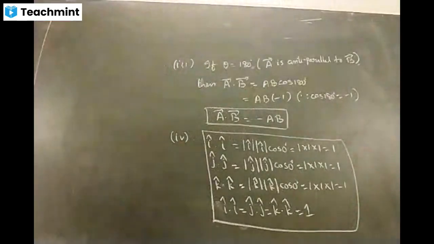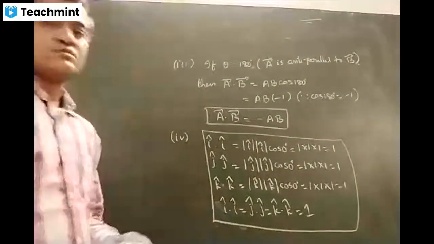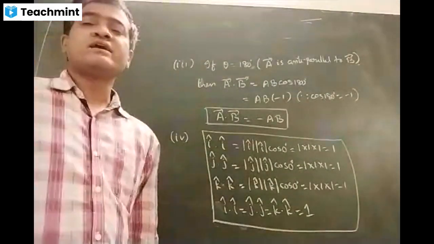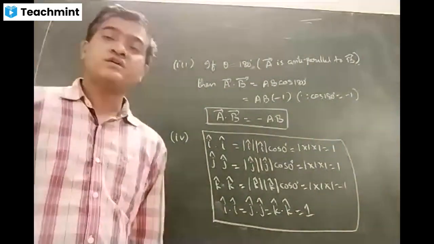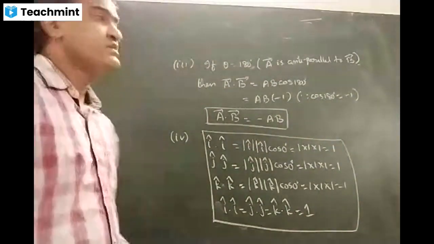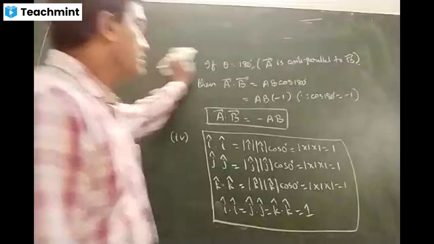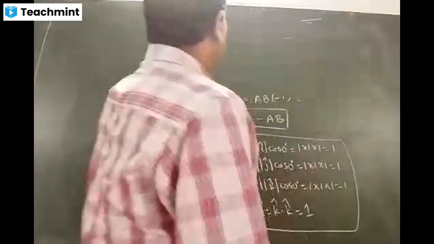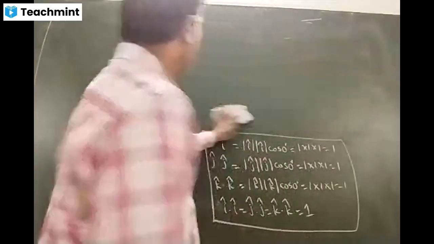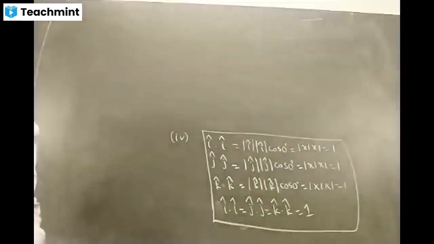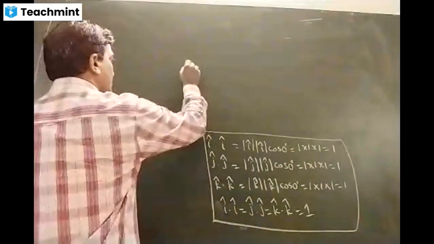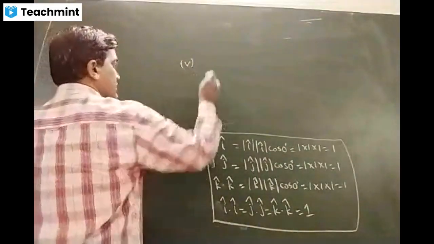Now you can ask, why are we taking only between I and I? Can't we take between I and J? Yes, we can take. Let's see what we'll get. It will be the fifth one.